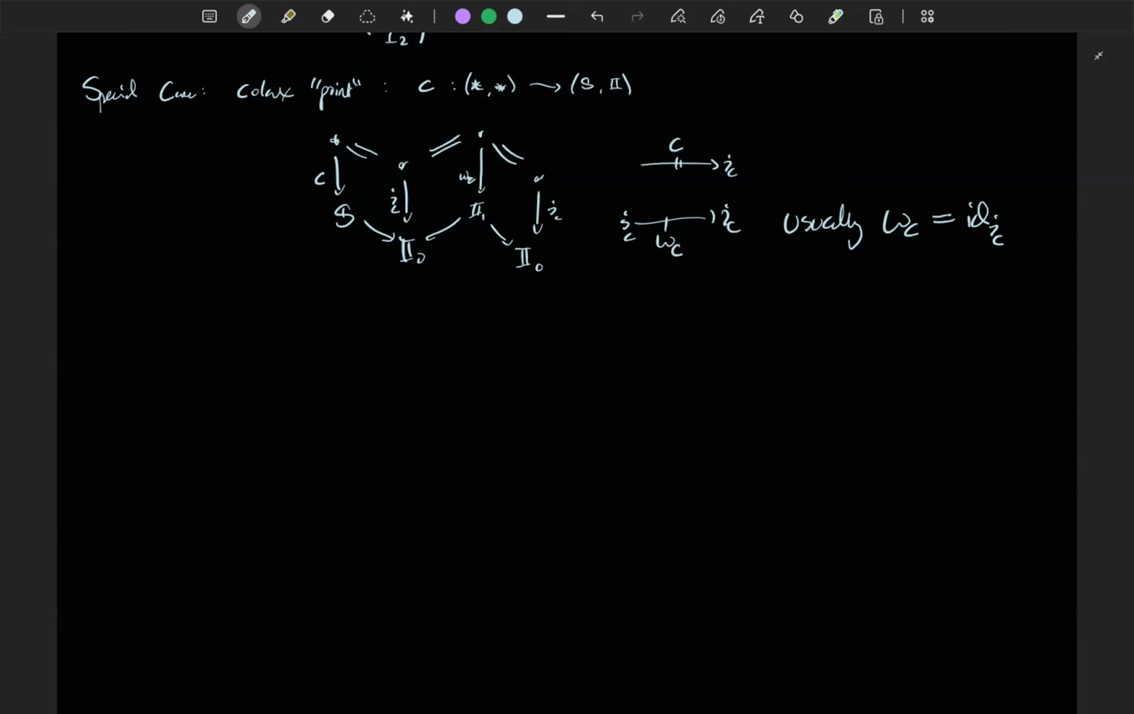So what do we have? Well, we have the colax structure. So one is for tensor. So we're going to have C to C tensor C, and we're going to have IC to IC tensor IC, and we're going to have WC to WC tensor WC. And these all live over each other in the appropriate way. So this maps to this, and this maps to this under all those maps.